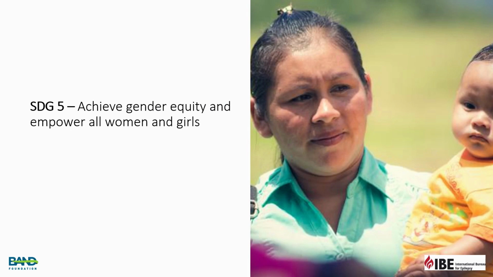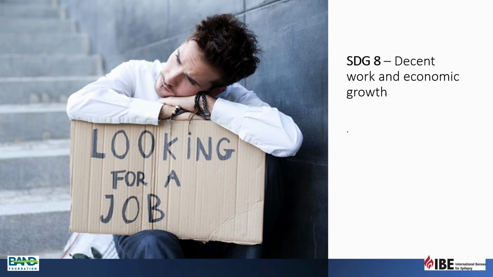SDG 5 is to achieve gender equity and empower all women and girls. UN Women focus exclusively on gender equality and women's empowerment. They have offices in many countries in every region. Achieving gender equity and empowerment of women and girls is a priority for IBE chapters as well. An IBE priority is to change punitive legislation that impacts the ability of people with epilepsy to maintain employment. It is also to add protective legislation and standards to give people with epilepsy paid work.